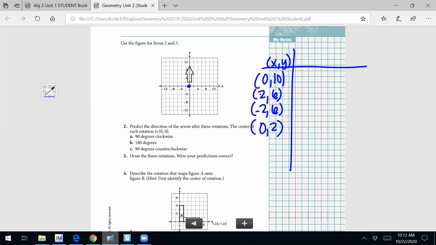Okay, fixed it. All right, so the first thing that we want to do is a 90-degree clockwise. How do we show that with the function? If we're going 90 degrees clockwise, what happens? Yeah, we're going this way, but what's the function? Look at your notes and see what the function is.